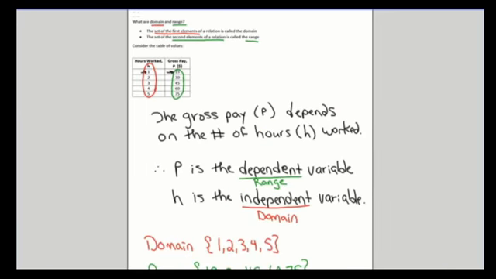So we can see here that the hours worked, our first set of elements, is also our independent variable that describes our domain. The second set of elements under our dependent variable describes our range.